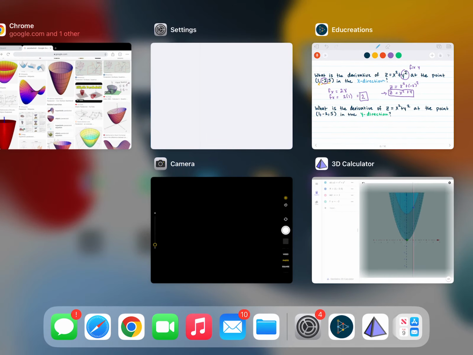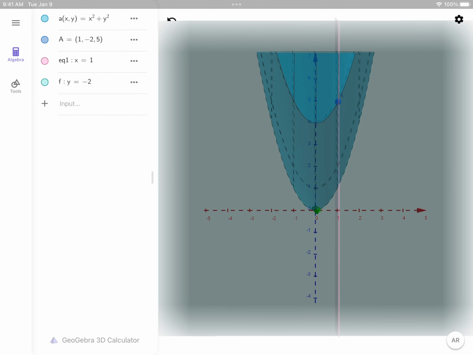So again, let's go back to this picture. The slope of that line, tangent to A, is going to be 2. That's what this is saying, okay?